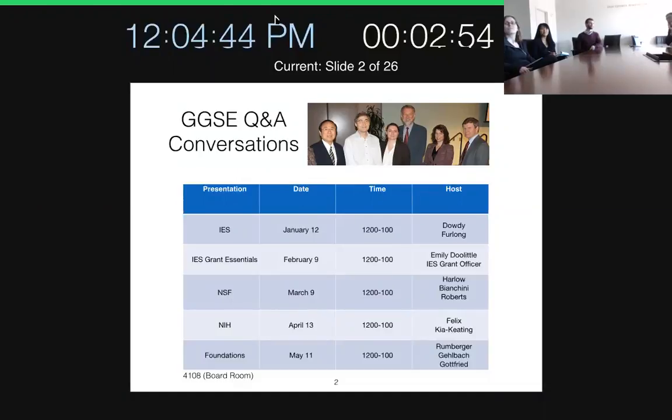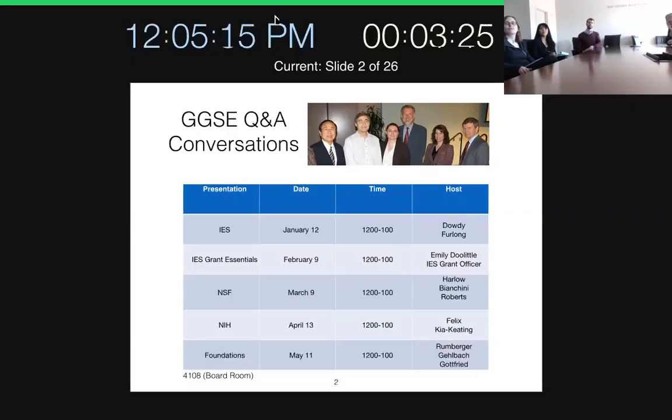And in February, Emily Doolittle, who is an IES grants officer, is going to zoom in and give us the official spiel from IES about, so you want funding from us? How do we get this done? One of my hopes this year is that we have been applying for more IES grants and are successful in getting them. Those would be prize awards for us to get here in the GGSE, and NSF, NIH, and foundations.